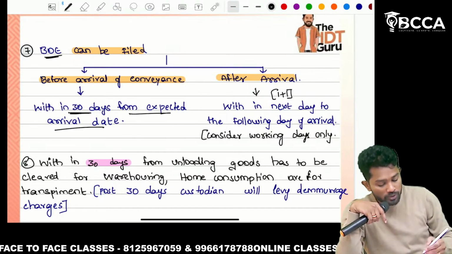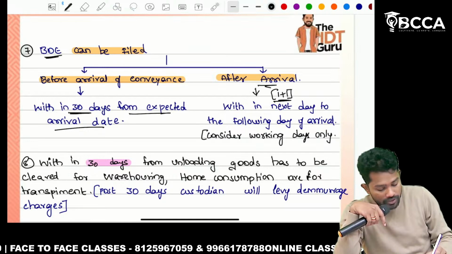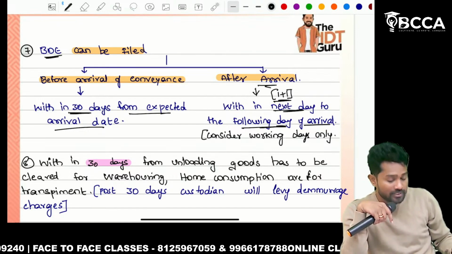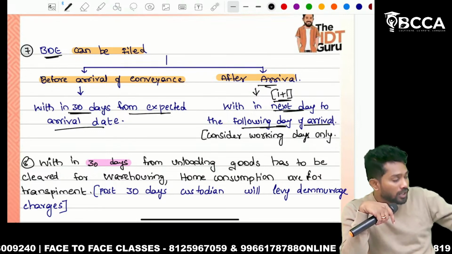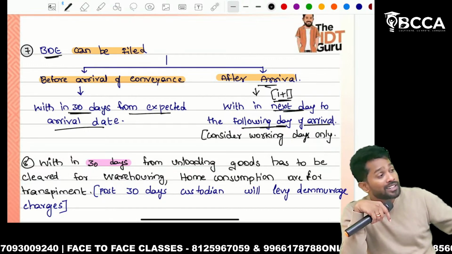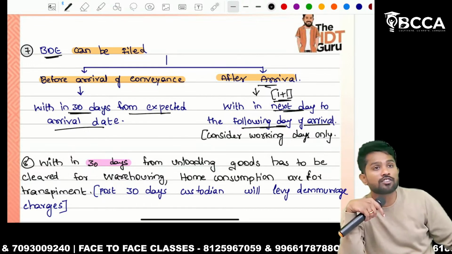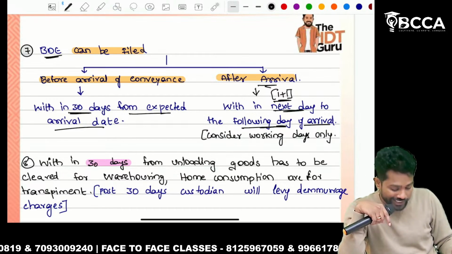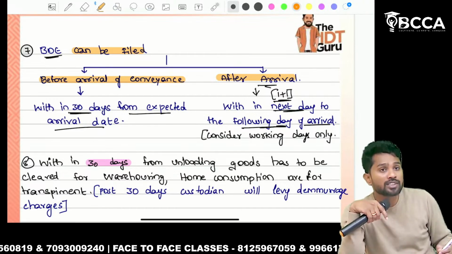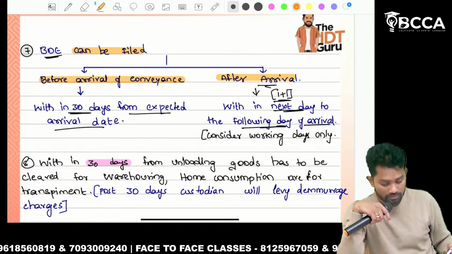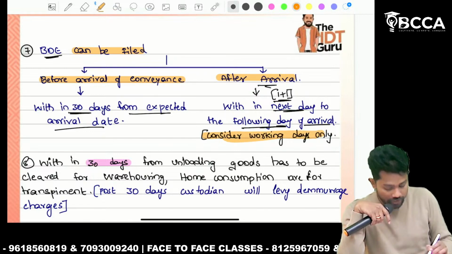Post arrival you could file within 2 days, from the next day to the following day of arrival. If today is the arrival, tomorrow is the next day and the day after tomorrow is the following day. By the end of the day after tomorrow, you have to file the bill of entry. But if tomorrow is a holiday, don't count it; another 2 days will be there. Consider only working days.